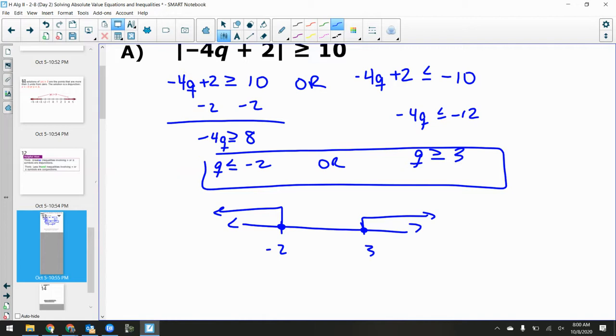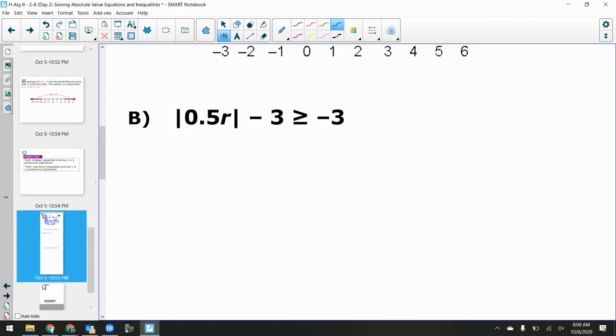Okay, let's take a look at the next one here. Why don't you guys do that one? Oh no, this one's kind of weird. Why am I saying that this is weird? Because of the 0 thing that's happening right here, right? If I add this 3 over to the other side, I get the absolute value of 0.5 R is greater than or equal to 0.